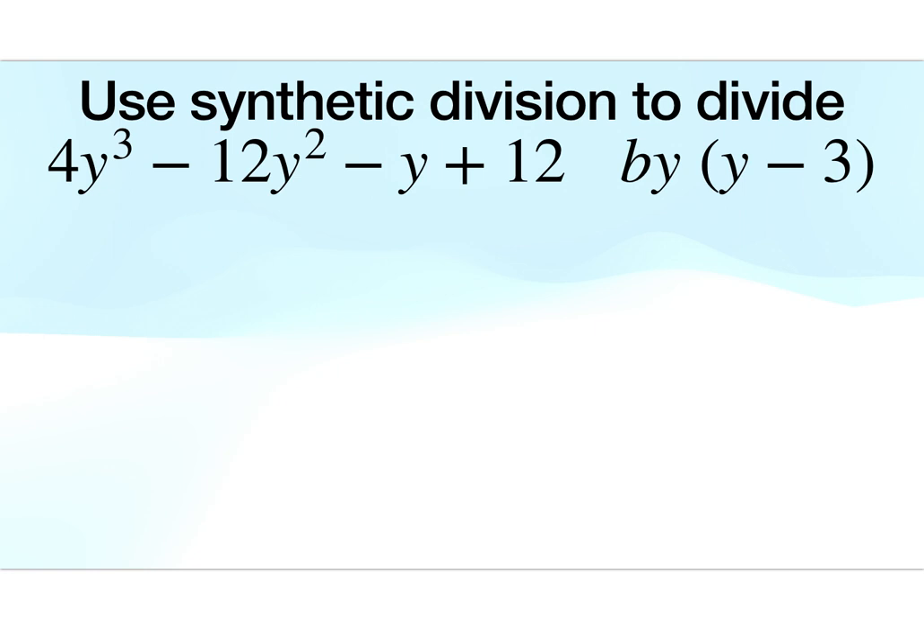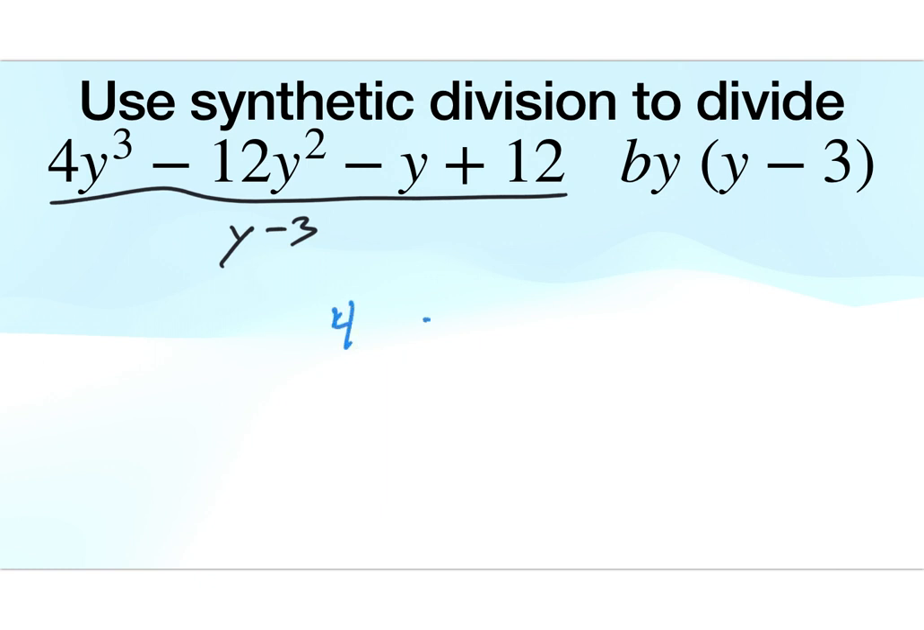Here I say use synthetic division. If this had been written like this, y minus 3, that's the same idea. But if you're told synthetic division, then I have to set it up and do it by synthetic division. Synthetic division is I take the coefficients in descending order, cubed, squared, y to the first, and then a constant. There's nothing missing, so I can write them just in order.